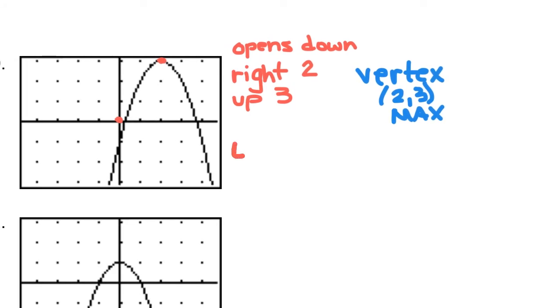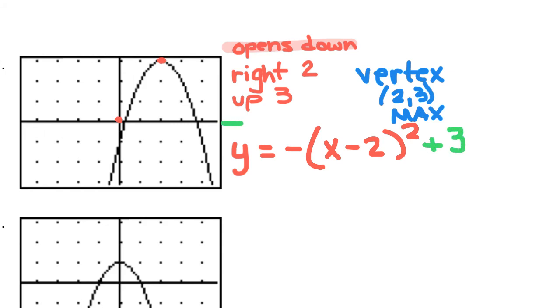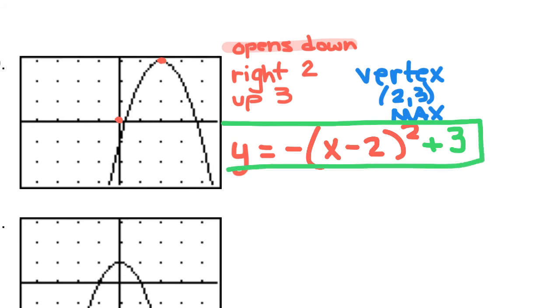So first of all, let's start with y equals. Since it opens down, that means that we're going to have a coefficient of a negative outside of the parentheses. Inside the parentheses, you're going to have an x. Do not square the x because the square will be outside of the parentheses. Since it's moving right 2, we'll have x minus 2. And finally, since we're moving up 3, that will be plus 3. So compare that to the vertex.